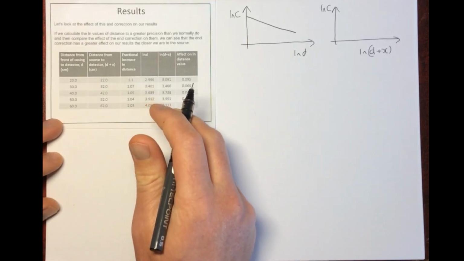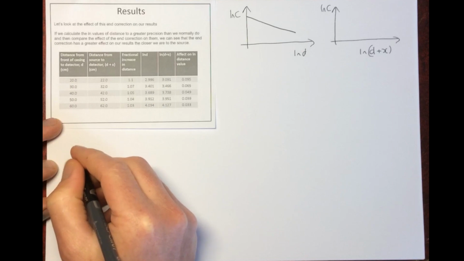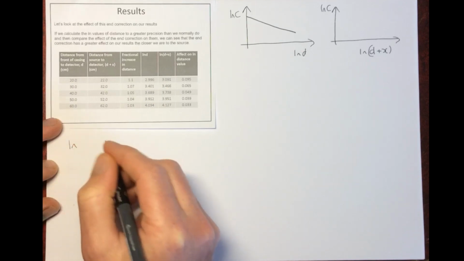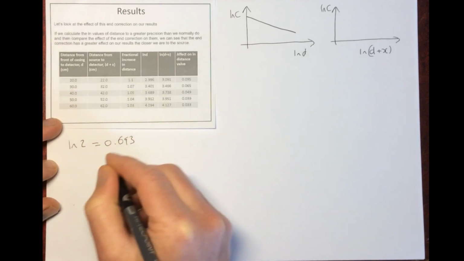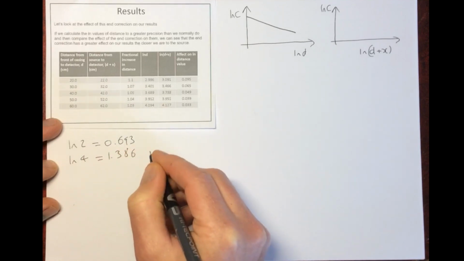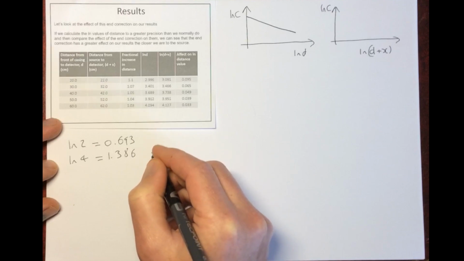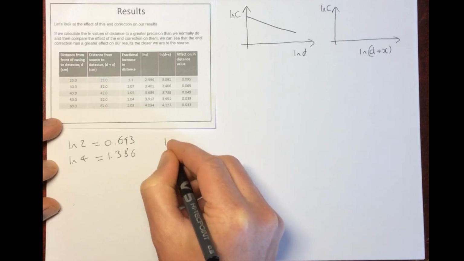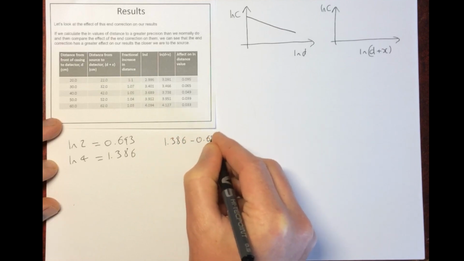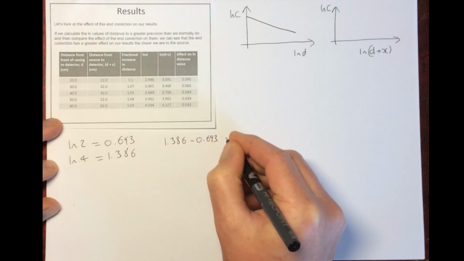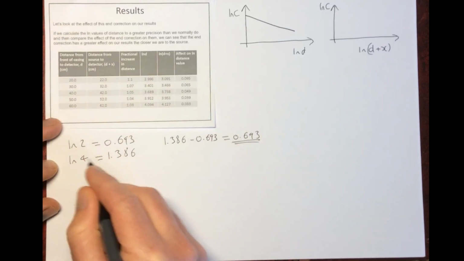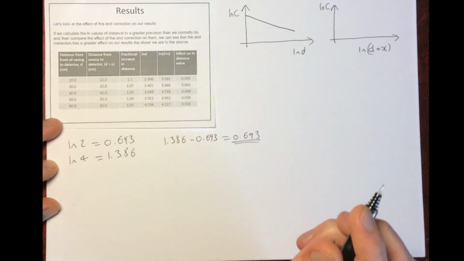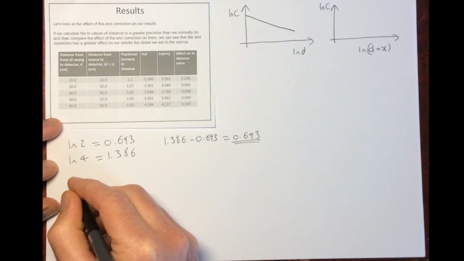The way that natural logs work, or the way that any log works, is as follows. If you take ln2 for example, that's going to give you 0.693. If you then work out ln4, that will give you 1.386, and that is an increase of 0.693. If you do 1.386 take away 0.693, you get 0.693. So when you double your value, it increases by 0.693.